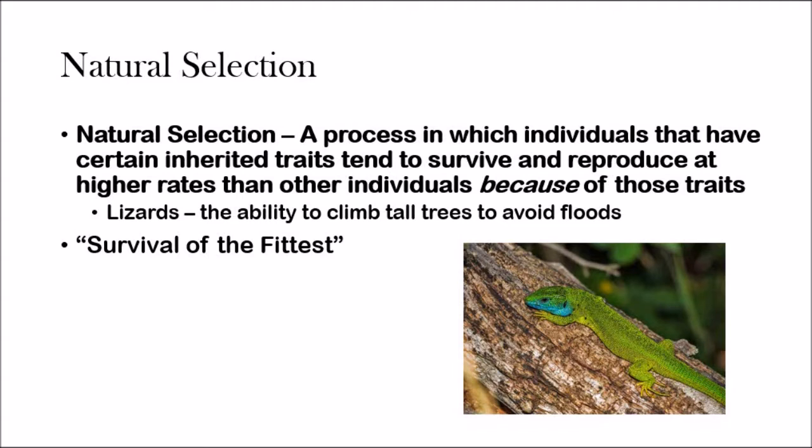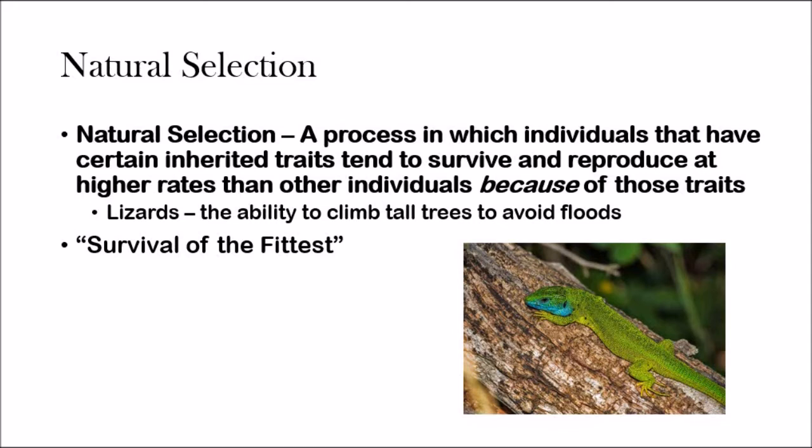Natural selection is a process in which individuals that have certain inherited traits tend to survive and reproduce at higher rates than other individuals because of those traits. Okay? So, for example, let's use this example with lizards. So let's say we have a huge population of lizards. Let's say 1,000 lizards, okay? And let's say 250 of them have this ability to climb tall trees to avoid floods, okay? They have this adaptation. And the other 750 don't.